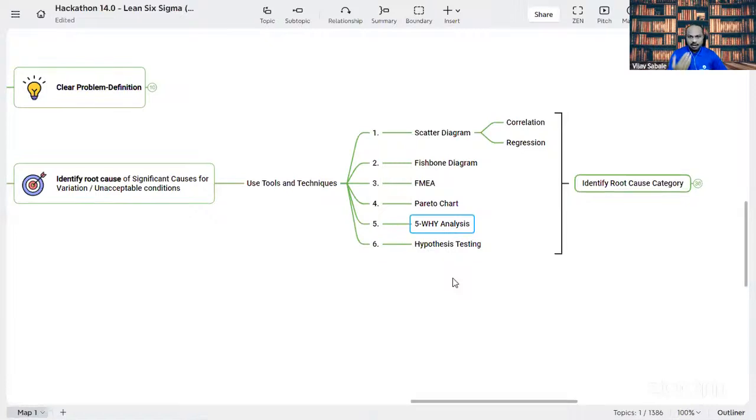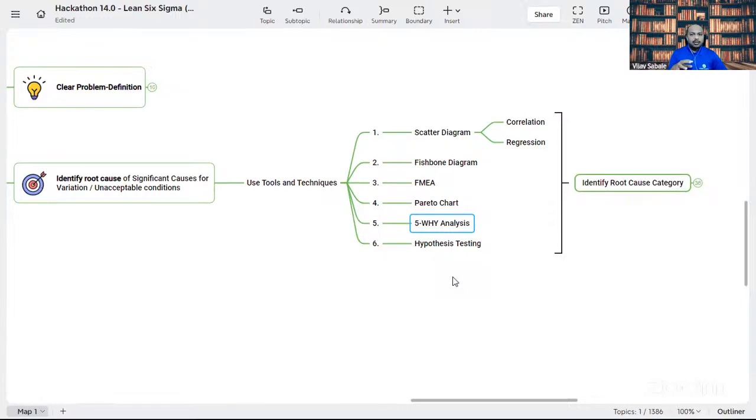So there are tools that we need to use, like 5W1H or 5W2H, and we can take the support of other tools to have a clear problem definition. Once we have the clear problem definition, then we can use the 5 Why analysis.